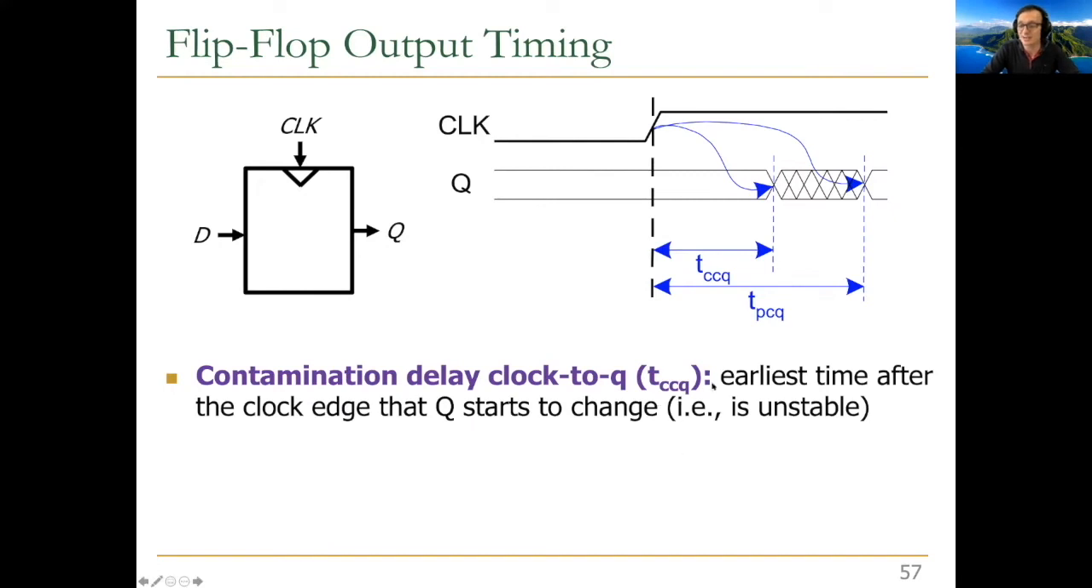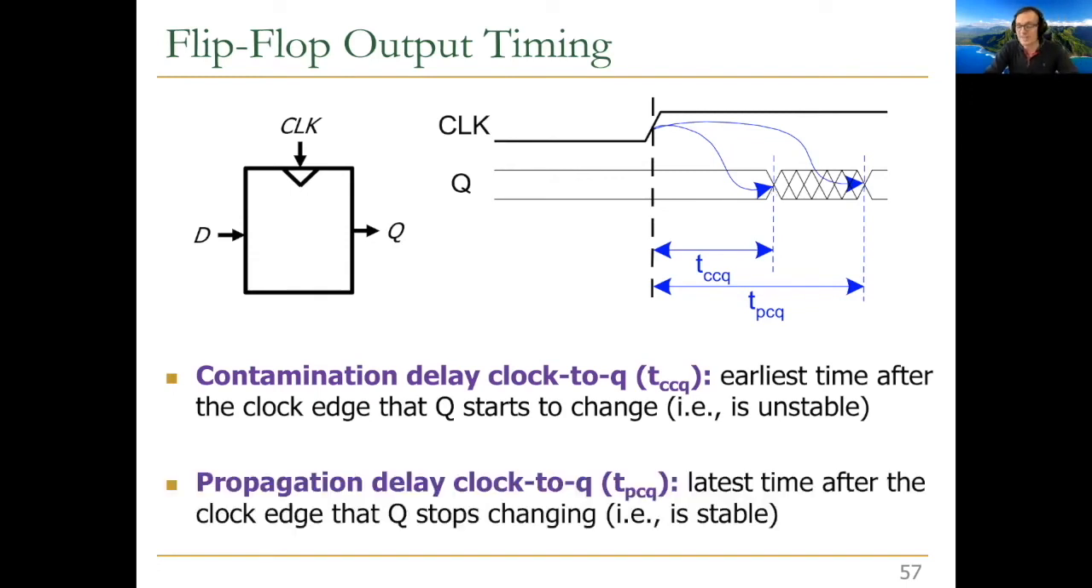Contamination delay, clock to Q, TCCQ, is the earliest time after the clock edge that Q starts to change. In other words, it's potentially unstable, but it may also change. That's the shortest possible path, let's say, from clock to Q. And propagation delay, clock to Q, is the latest time after the clock edge that Q stops changing, meaning that it becomes completely stable. And this is the longest possible delay from clock to Q.